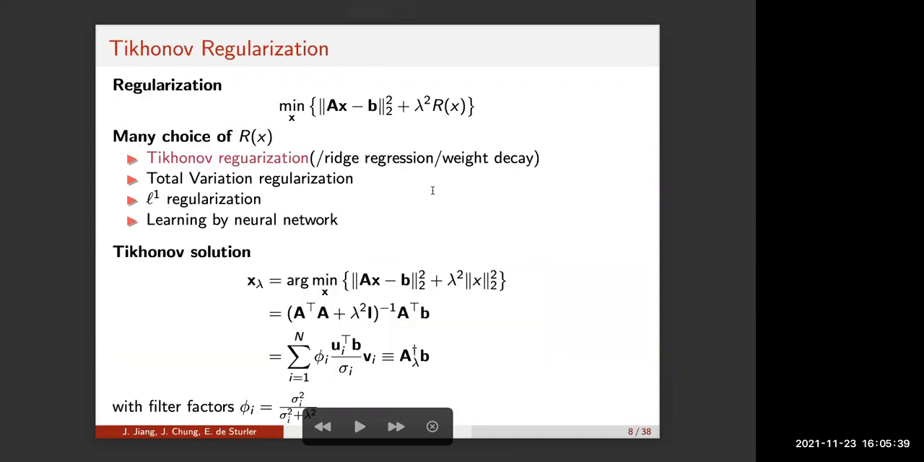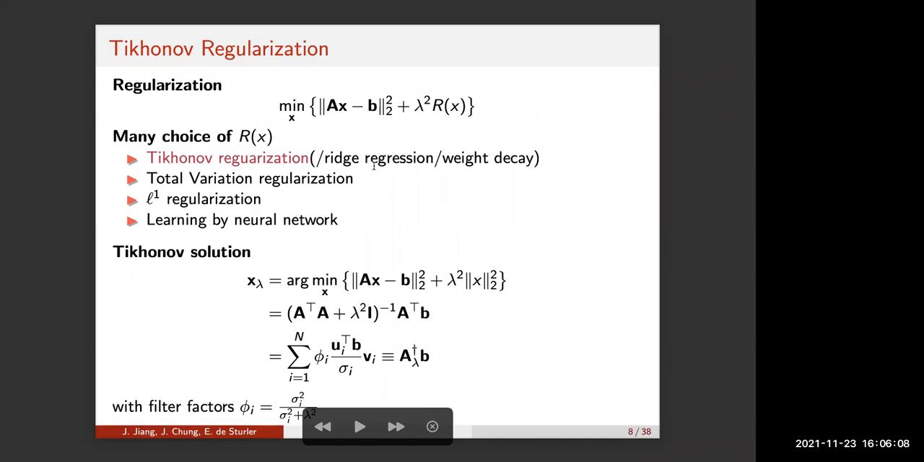So for the inverse problem, instead of minimizing this residual, we need to minimize this augmented residual. There are many choices of the regularization part. Here lambda is a regularization parameter. There are many ways to choose a regularization term R(x). The most common way is called Tikhonov regularization, which is the L2 norm of the solution x.